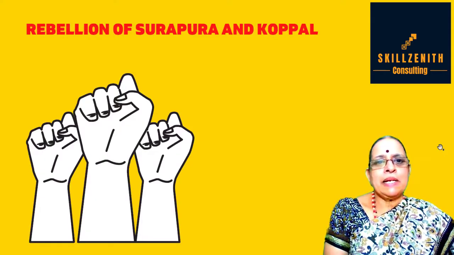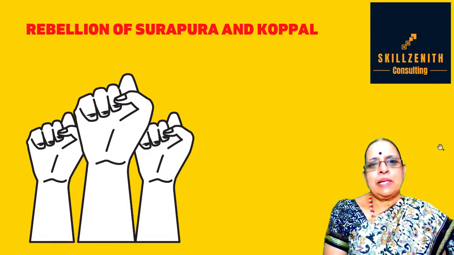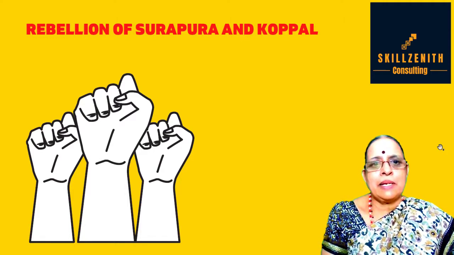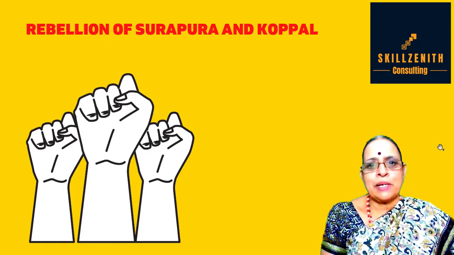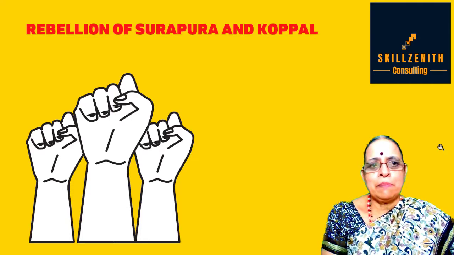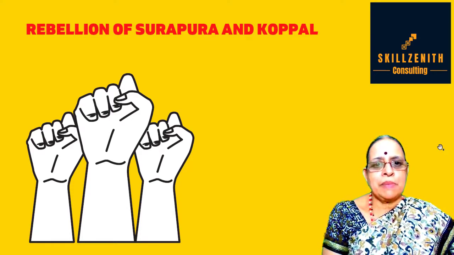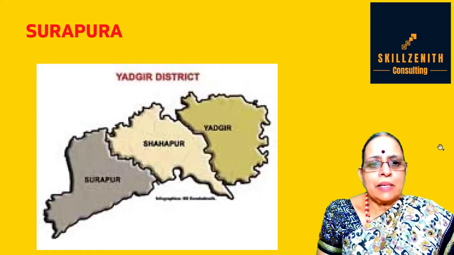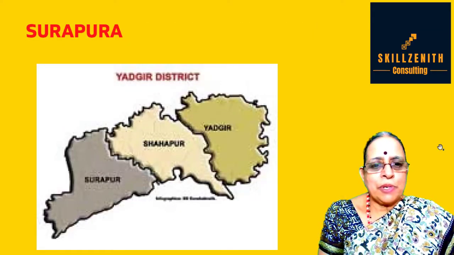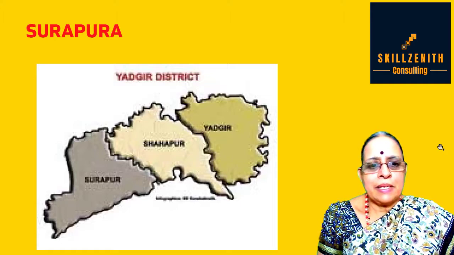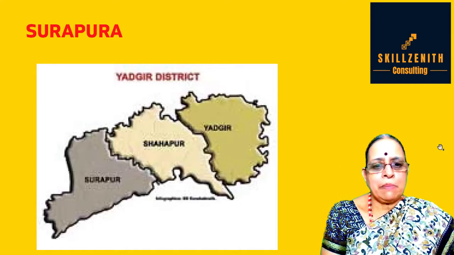Now, the rebellion of Surapura and Koppal, two places. That means Dange, Surapura and Koppal. In Koppal, how the people rebelled against the British rule. See, Surapura, in Yadagiri district, Surapura you can see, Shahapur, Yadagiri, you can look at the map.